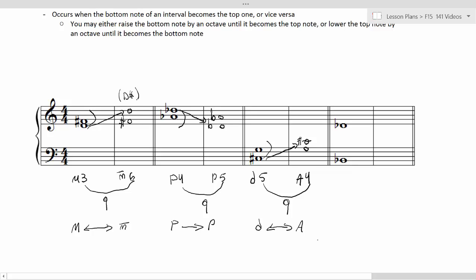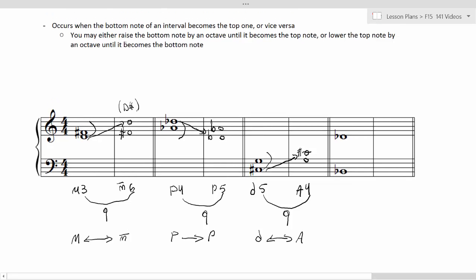There's one other issue with inversion that we want to take a look at, and that's inverting a compound interval. What happens when we invert a compound interval? According to our instructions up here, we can raise the bottom note by an octave until it becomes the top note. So I'm going to start by raising this B flat 1 octave. Here the B flat is still underneath the D flat, so it hasn't become the top note, so I haven't inverted it yet. But if I raise it 1 more octave, so I'll rewrite the D flat over here, now it's become the top note and I've inverted the interval.